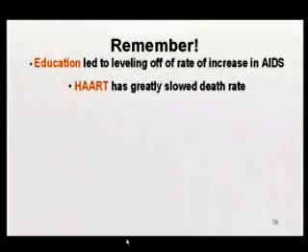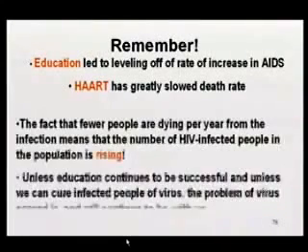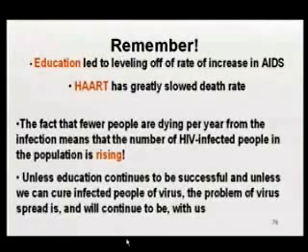Remember though, education has leveled off the infection rate, and drugs have slowed the death rate. That means the number of infected people is rising, and education is our best bet at the moment to decrease the amount of spreading of the disease.